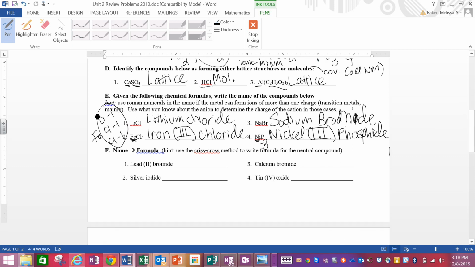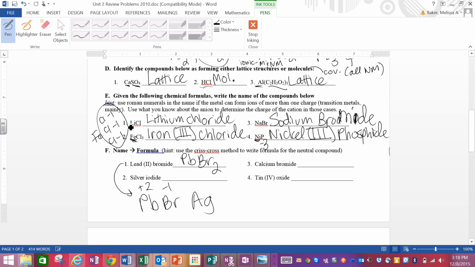Letter F, you're supposed to crisscross. This is a weird one. Lead's not a transition metal, but it does have multiple charges. So lead(II) bromide, let's crisscross. It becomes PbBr2.